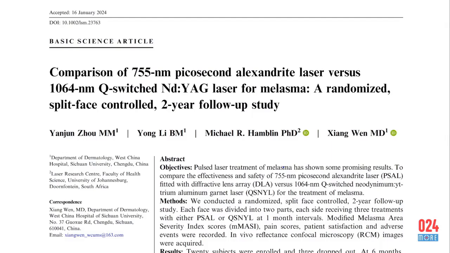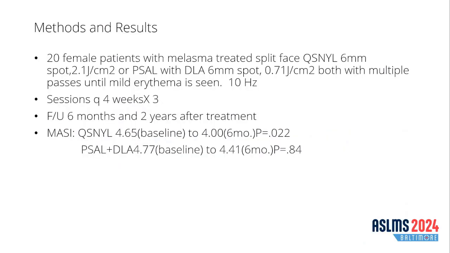Good. So again, I'm showing this because I think there are some interesting lessons in this article. Again, this was a comparison of a 755 picosecond alexandrite with a diffractive lens array versus a Q-switch device with a flat optic. This was 20 female patients with melasma, split-face study, Q-switch Nd:YAG 6 millimeter spot, 2.1 joules on one side, or the picosecond alexandrite with a diffractive lens array, 6 millimeter spot, 0.71 joules with multiple passes until mild erythema, 10 hertz.